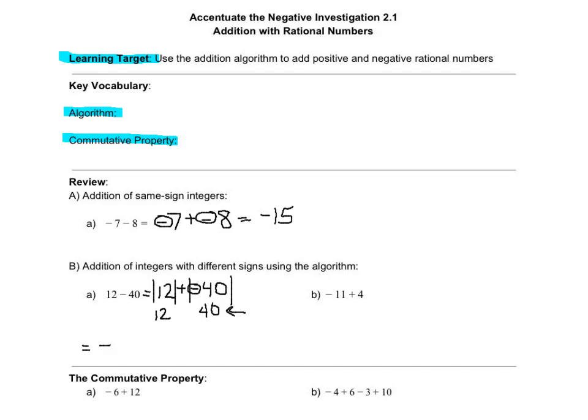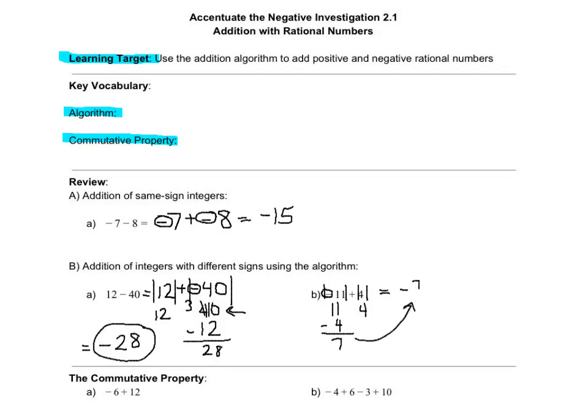Then to actually solve this, we subtract the smaller absolute value from the bigger to find our answer. In doing that, we get 28, so our answer is negative 28. Now let's look at part B. Here we have negative 11 plus 4. It's already an addition problem, which means we don't have to change subtraction over to addition. We can just start right away with taking our absolute values, which gives us 11 and positive 4. Since 11 was the greater absolute value, again, we're going to keep that negative sign in our answer, subtracting the smaller from the bigger, and we get 7, which gives us a negative 7.